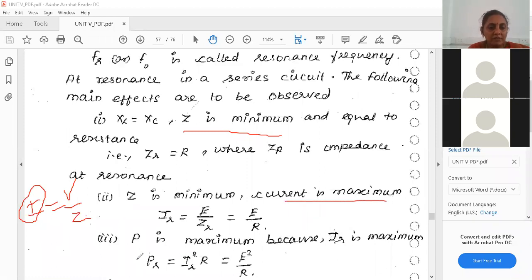What about the power? We know power is equal to I square R. So I square R means power is also maximum because current is going to be maximum. So we write power is also maximum.